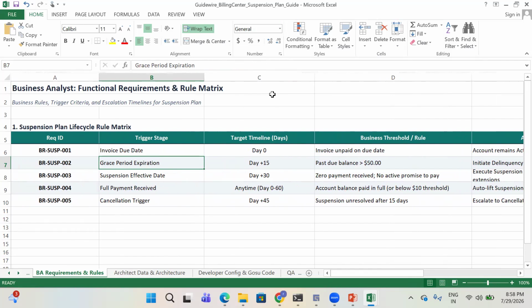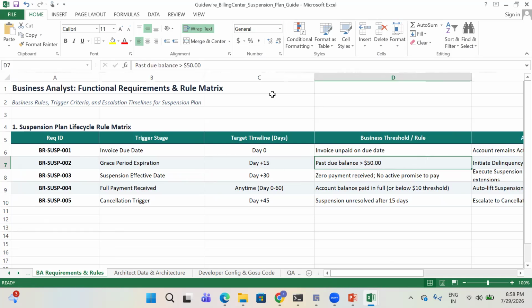Let's say that grace period is already expired. Normally, grace period expiration, because there will be a slab there, right? Let's say, for example, the due date is completed. That's called the dunning process in Guidewire Billing, where every 15 days or 1 month we'll be sending reminders and all to them. So grace period expiration is the target date, which is on the 15 days.